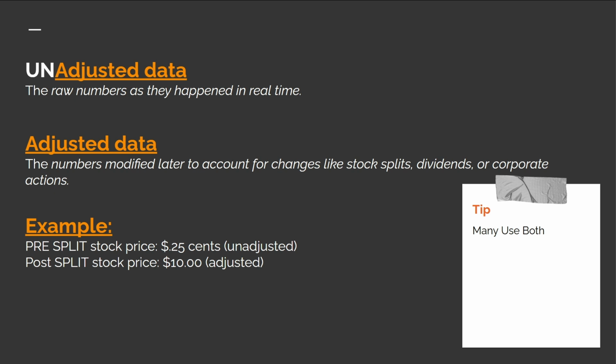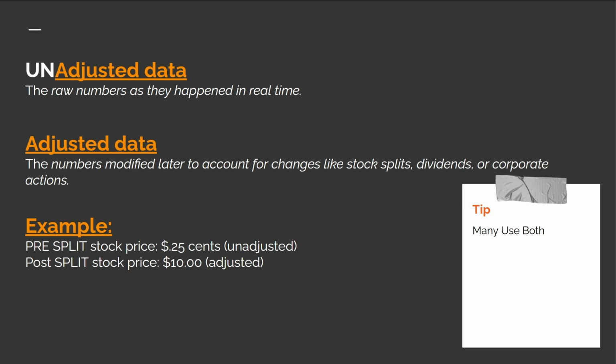So a good example would be, let's say you're going back on data and the day that the stock traded, it was actually 25 cents. And let's say a month later, they had a reverse split, and you're looking at data months from that point. If you have unadjusted data, you're going to go back and see the prices during the day where the raw numbers were. If you go back on the adjusted data, you may be looking at that stock and it's a $10 price point.